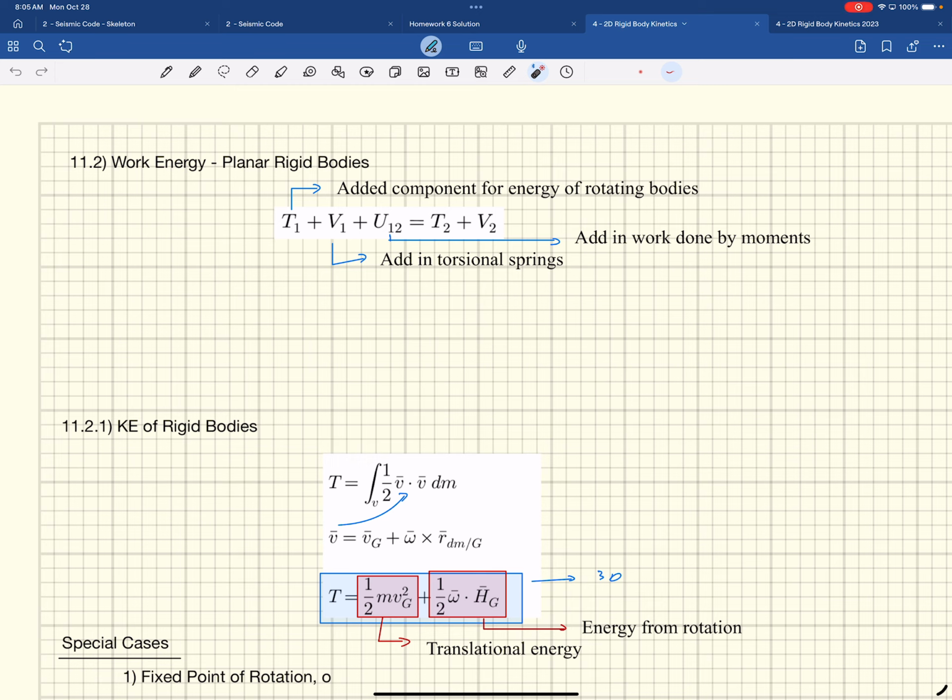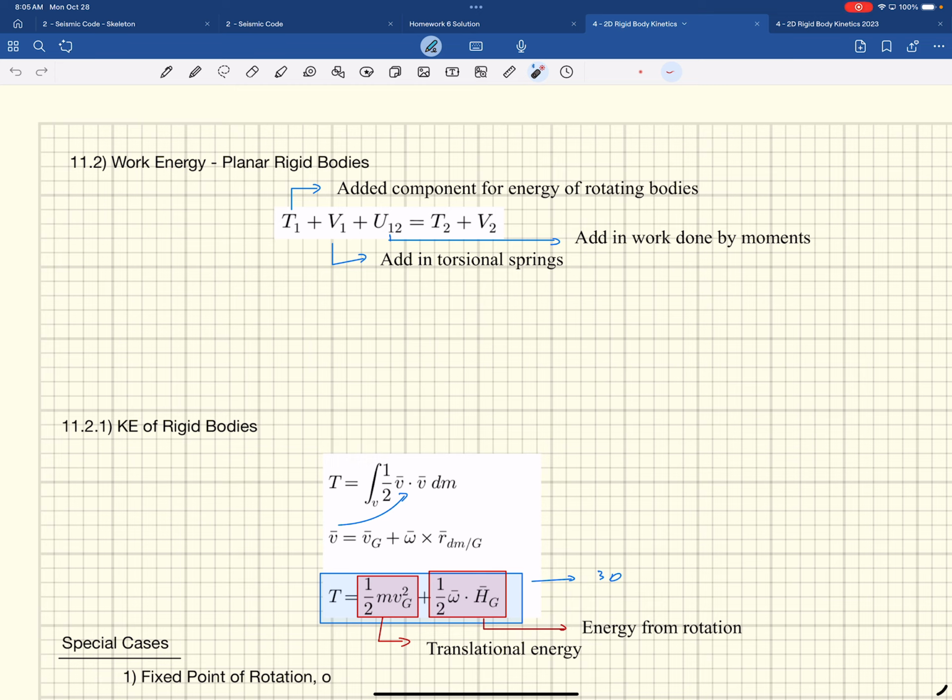This is what the kinetic energy looks like. We have a translational component and we have a rotational component. And what it looks like in 2G is this. Okay. If we do it around a fixed point, we can get rid of the m v_G squared and just use I about the fixed point omega squared. Okay, so that's how the kinetic energy changed.